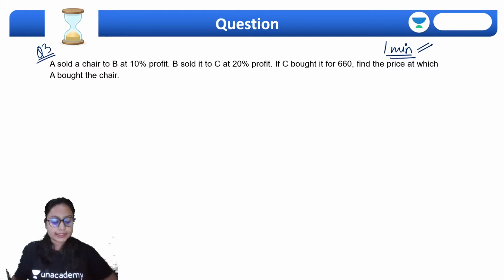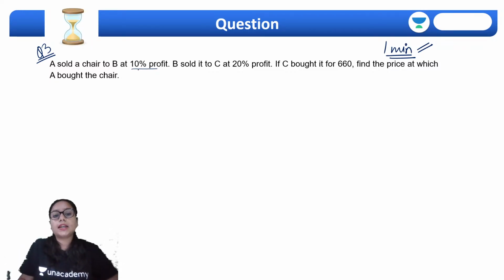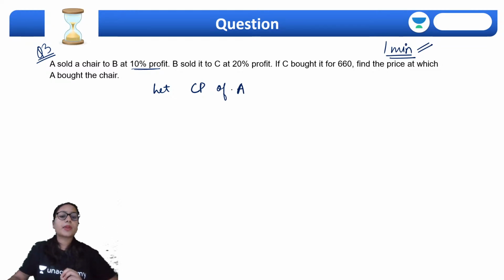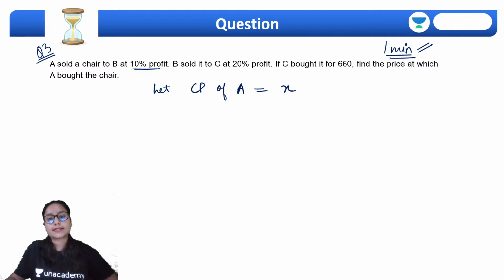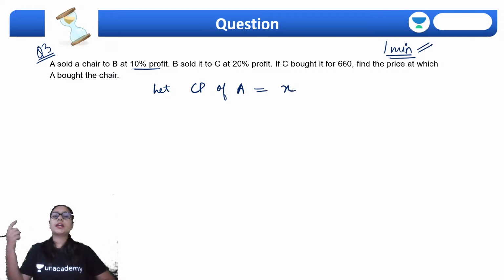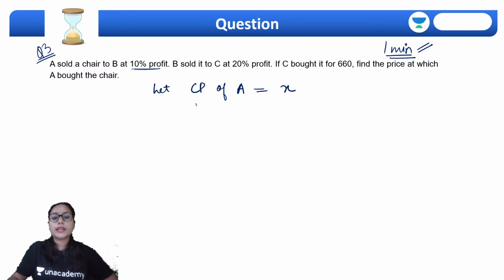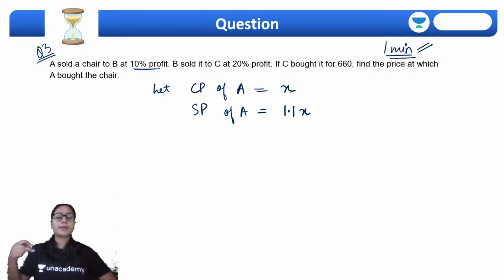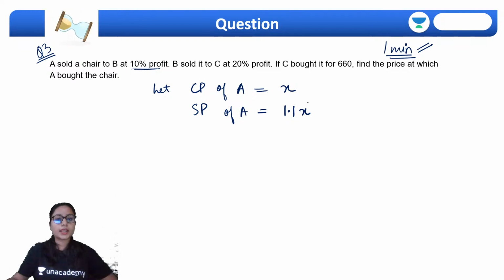Alright, let us discuss this question. A sold a chair to B at 10% profit. Let us take the cost price of the chair for A as X. Now he sold the chair at 10% profit, so the selling price of A will be equal to 1.1x. 10% profit means I'll add.